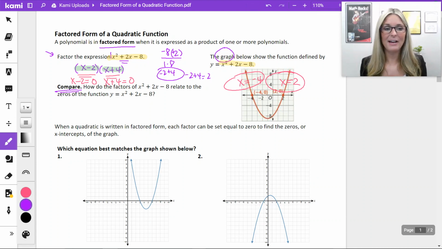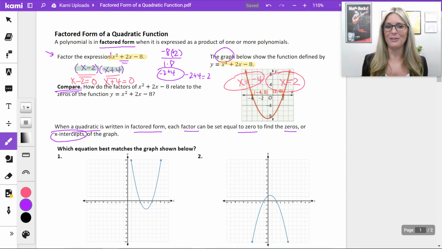I do have that written out here below. When a quadratic is written in this factored form, each factor can be set equal to 0 to find the zeros, or recall those are our x-intercepts of our graph. So this can actually help us very easily when our quadratic is already in this factored form to identify those x-intercepts.